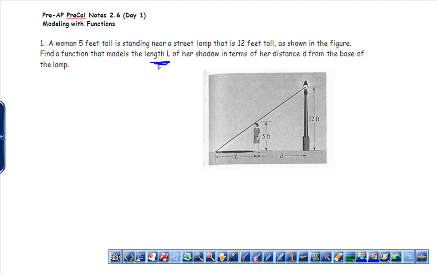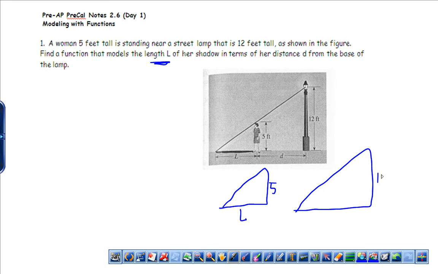the lamp. Now, I know a lot of you may not want to do this, but I'm going to go ahead and do so. I've got the woman 5 feet tall. The length is L. Then I have my second triangle that's going to help out. I've got a lamppost that's 12. This length down here is going to be L plus my d. Now it's going to be really easy to set up a proportion.